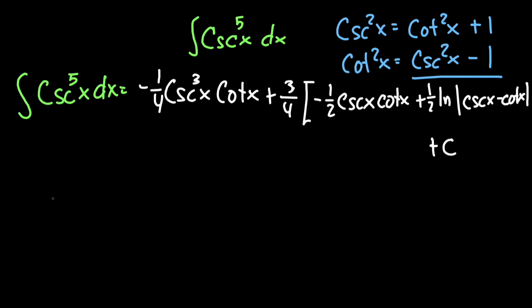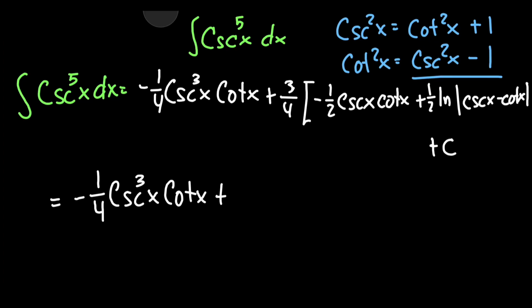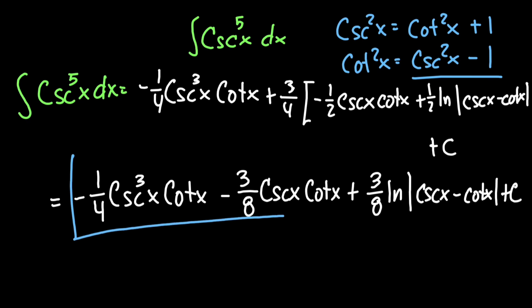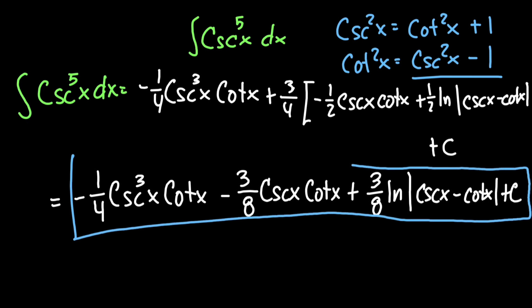And so our final answer right here would be equal to negative 1/4 cosecant cube of x cotangent of x plus 3/4 multiplied by negative 1/2. This would be equal to negative 3/8 cosecant x cotangent of x plus 3/4 multiplied by positive 1/2. It would be positive 3/8 multiplied by the natural log of cosecant x minus cotangent of x. And of course, don't forget to add plus c. This is the final answer regarding the integral of cosecant to the power 5 of x.